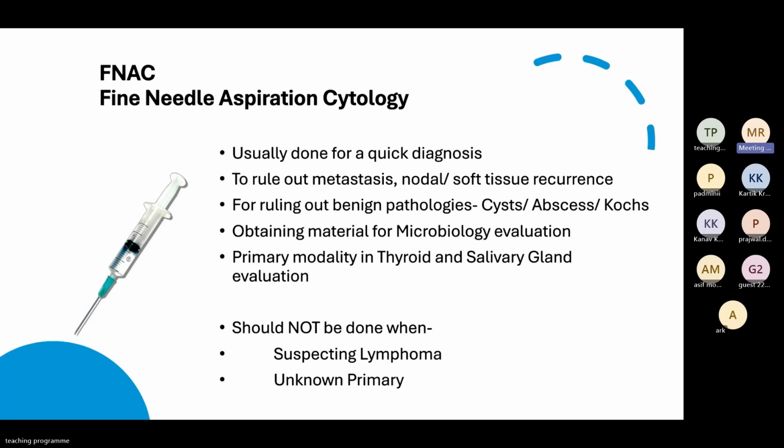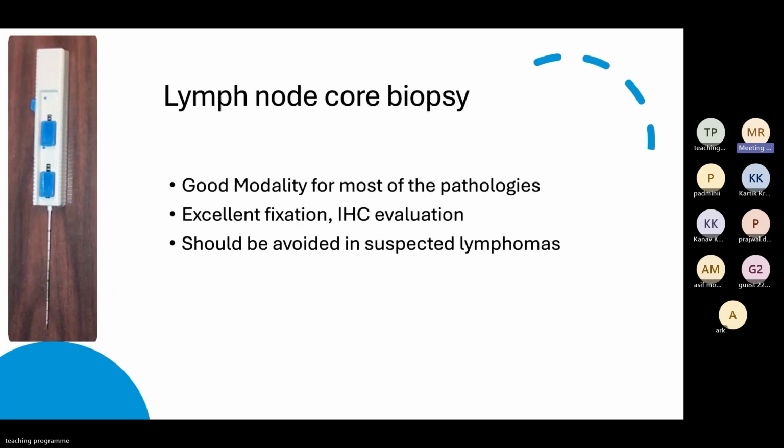We should not do FNAC when we are suspecting lymphoma, or the clinical picture is going towards a lymphoma, or an unknown primary, because we need to find out the origin of the tumor. For that, we might require IHCs, which are not possible on the FNAC slides in the usual way.